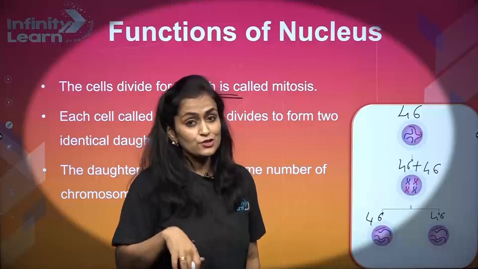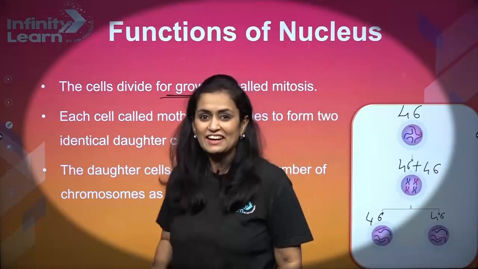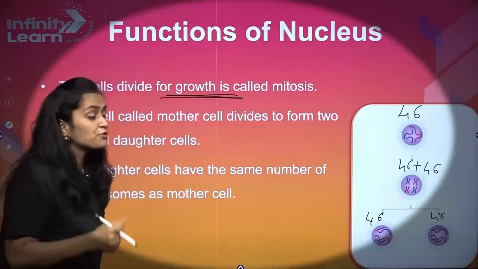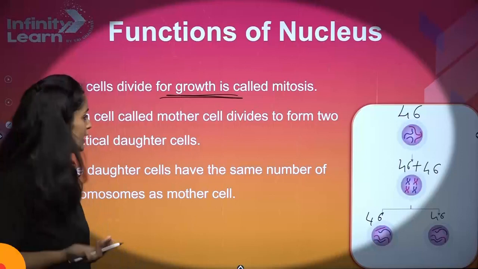Within 7 years, your cells are completely replaced. You have a complete new body, right? That is how this mitosis helps in replacing these normal cells again and again.